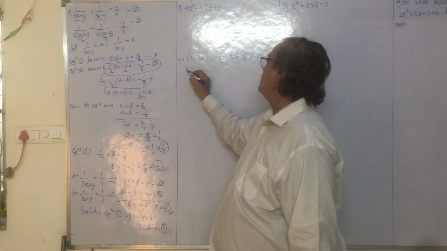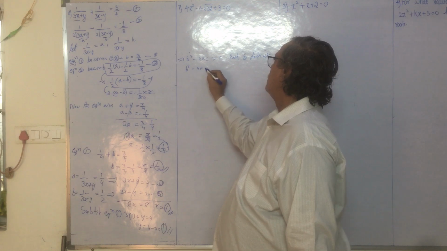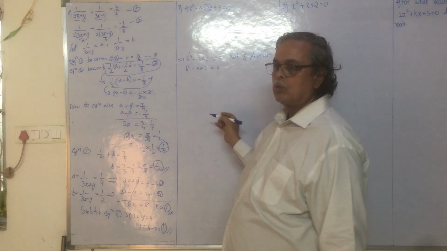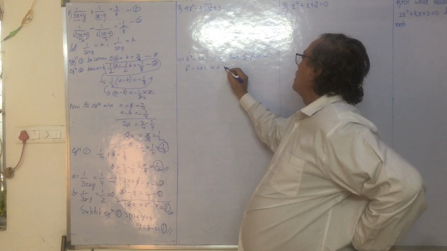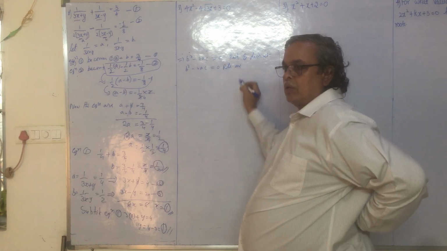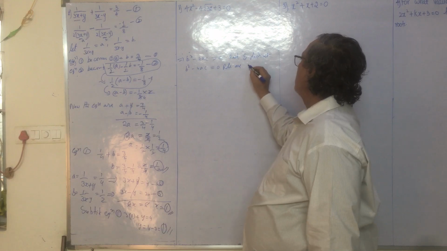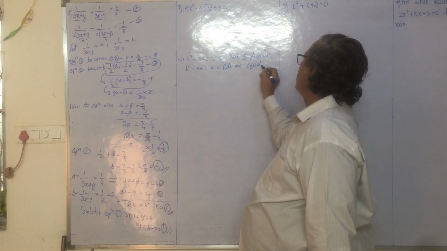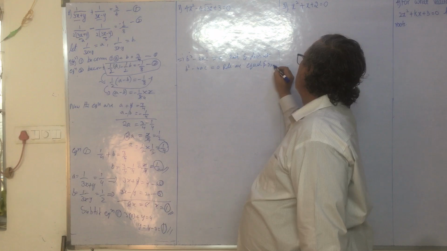And the next one, b square minus 4ac is equal to 0. Roots are equal and real.